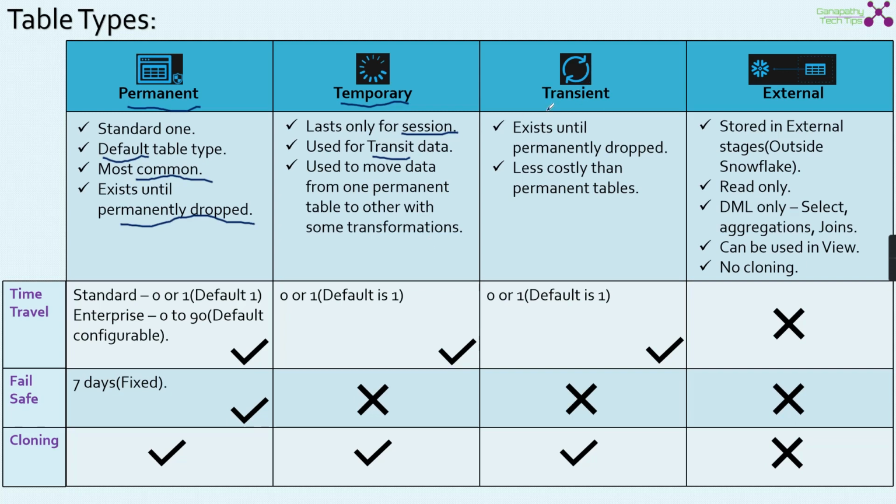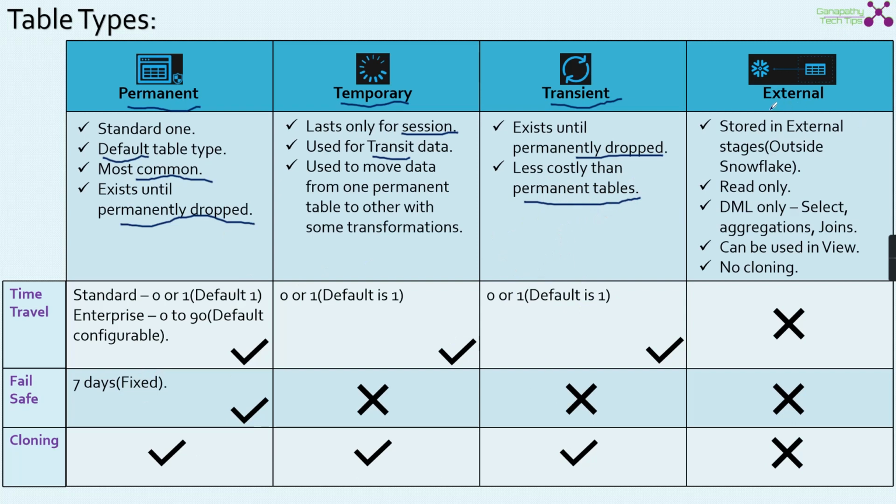Moving on to transient tables. The transient tables are more or less similar to permanent tables. You can see it will exist until permanently dropped. This is the same fashion as the permanent table as well. It is less costly than the permanent table. Why? Because the fail-safe option is not there, which we are going to discuss at the bottom.